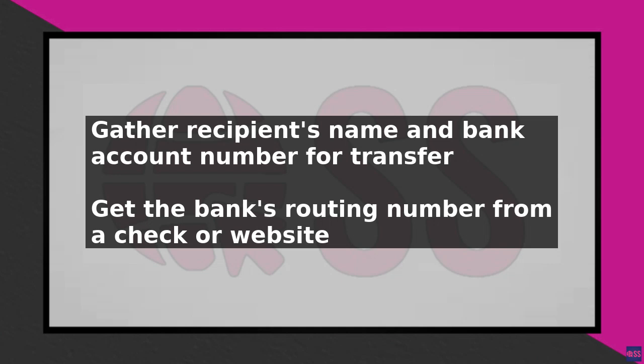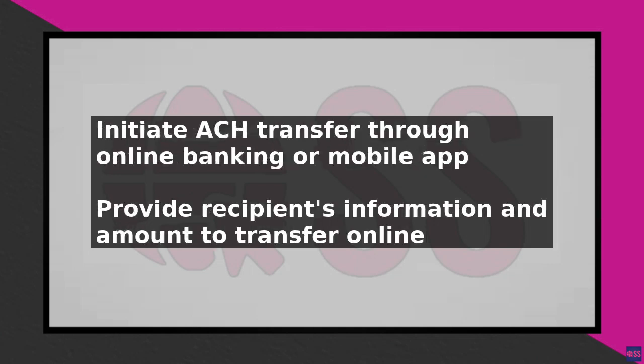Once you have this information, you can initiate the ACH transfer. You can do this through your online banking platform, mobile banking app, or by visiting a bank branch in person. You will need to provide the recipient's information and the amount you want to transfer, and then confirm the transaction. It is essential to double-check the recipient's information to avoid any errors or delays in the transfer process.